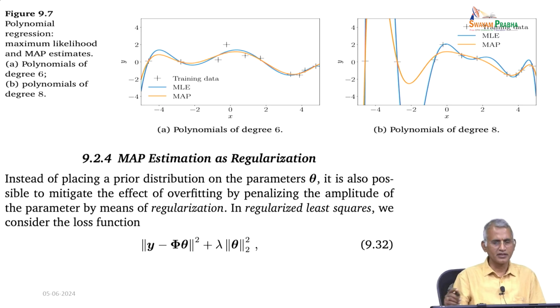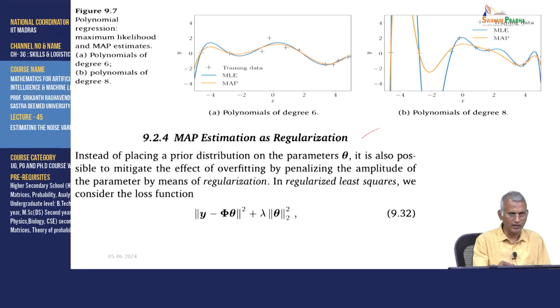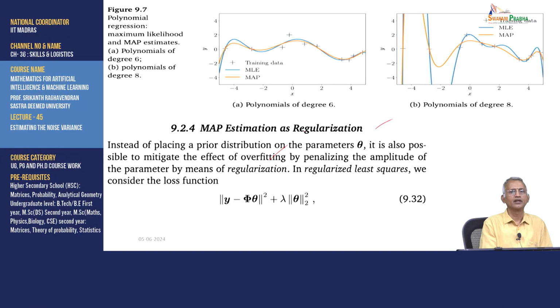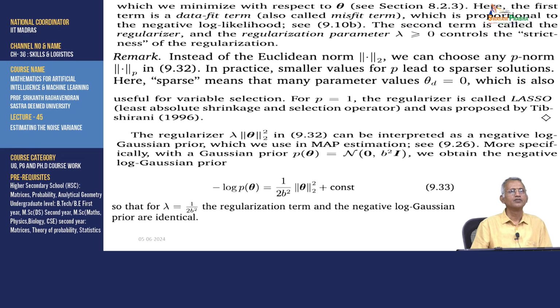Next, MAP estimation as regularization. Instead of placing a prior distribution on a parameter theta, it is also possible to mitigate the effect of overfitting by penalizing the amplitude of the parameter by means of regularization. So, in regularized least squares, we consider the loss function norm of y minus phi theta squared plus lambda into norm of theta squared, the 2-norm, which we minimize with respect to theta.